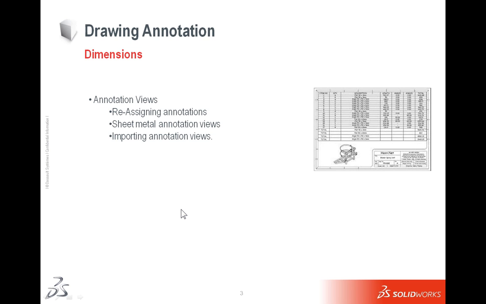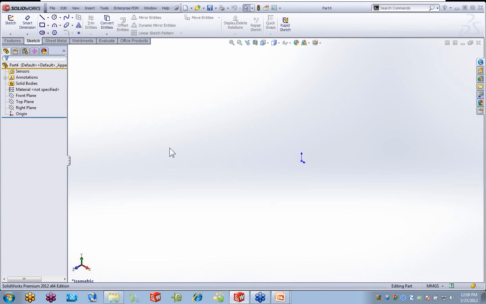Now, annotation views. Annotation views is something that we use inside the solid model to assign annotations. When I say annotations, it doesn't necessarily mean dimensions, but it can be dimensions. There are some techniques, both for sheet metal specific designs or just solid models, where we can take those annotation views and bring them into a drawing.